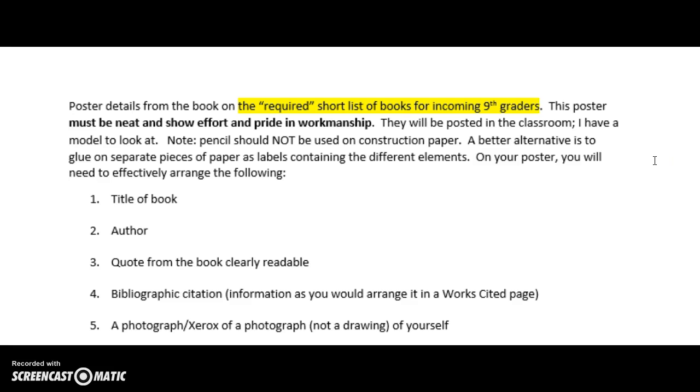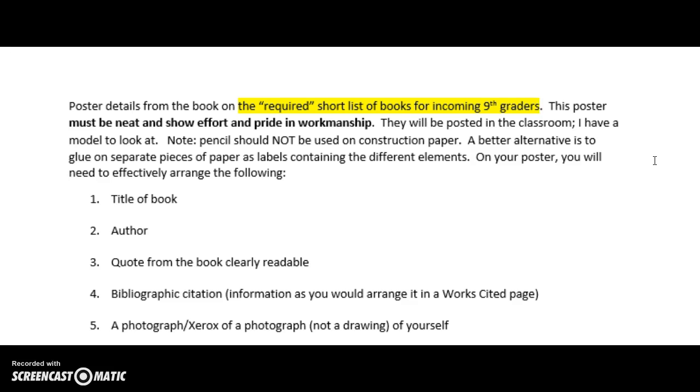I gave you paper in class today, and I want it to be really neat. I want you to show effort and pride in your workmanship. Why? Well, they're going to be posted up. I will have a model to look at, so that you can find out what I'm looking for in terms of the items and the elements that you see below you on that list from 1 to 8.